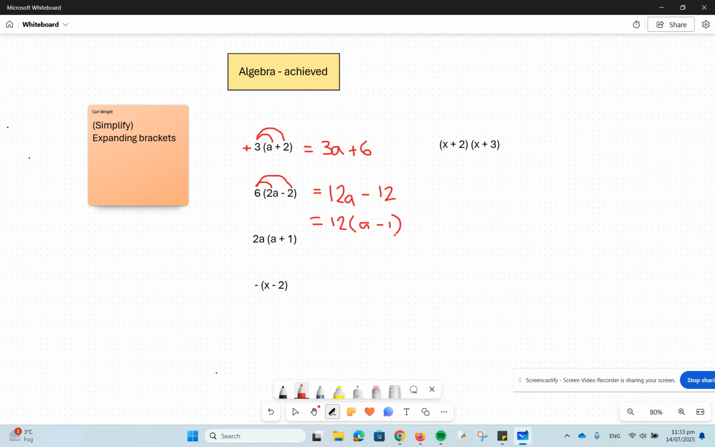So notice how when I factorize this one, putting it back into brackets, it didn't actually come out the same as that, because this here isn't fully factorized.